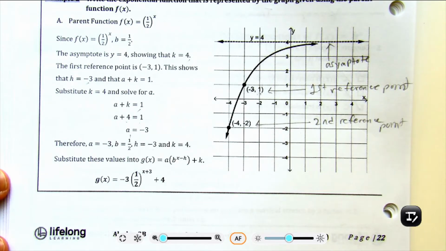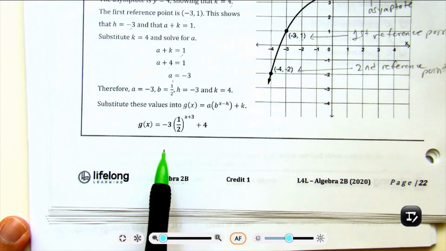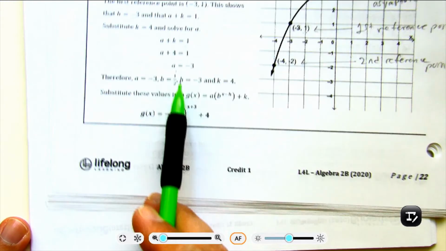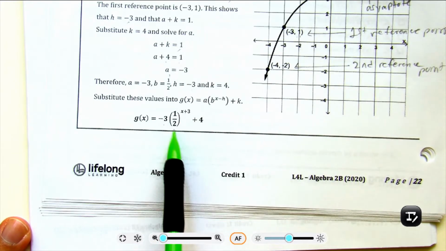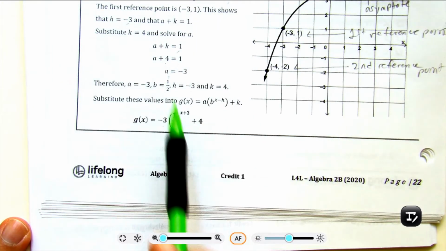And then to put all of this together, we have our equation right here. G of x is equal to -3, so that's what a was, to the 1/2, that's b, to the x plus 3. So remember, h was -3, so negative negative makes positive. And then k is +4, so we have that +4.